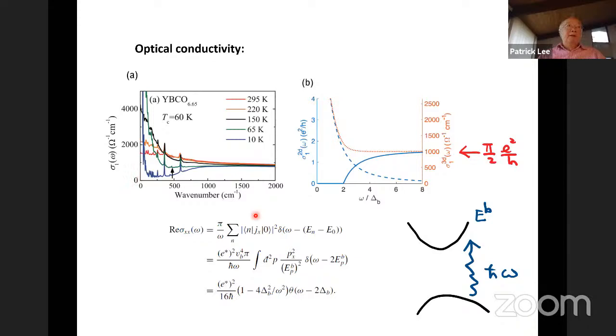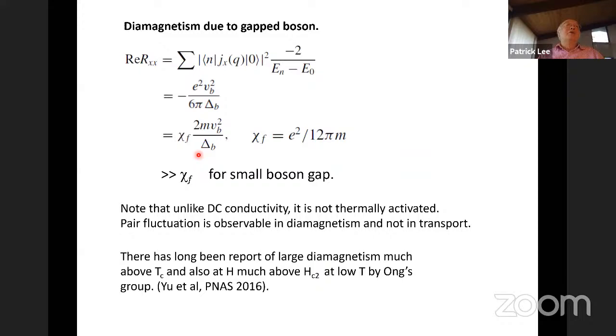Finally, you can calculate the diamagnetism. To make a long story short, it goes like 1 over the boson gap, not surprisingly. And the point is that this is much bigger than the typical fermionic diamagnetism. Notice that diamagnetism is not thermally activated because it's unlike the thermal conductivity. So this means that this fluctuating pattern does not show up in conductivity, but it can show up in diamagnetism. And there's long been report of large magnetism in this region, much above TC and high temperature, high magnetic field. And I'll come back to discuss this later.